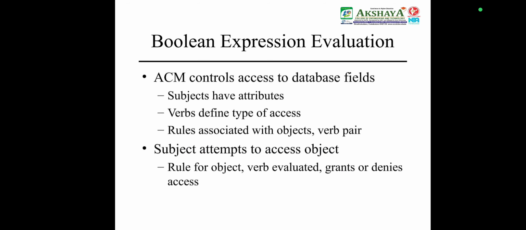Boolean expression evaluation. ACM controls access to database fields. Subjects have attributes, verb defines types of access, rules are associated with objects, verb bear. Subjects attempt to access an object. The rule for the object, verb is evaluated and grants or denies access.